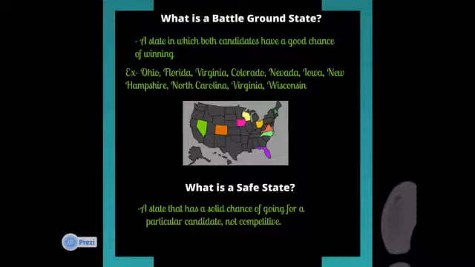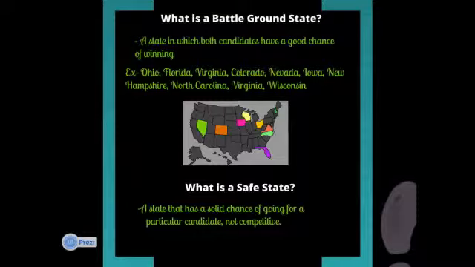Next, what is a battleground state? Battleground states are crucial to my research. A battleground state is a state in which both candidates have a good chance of winning. Battleground states are very competitive, and one of the best examples we can think of is Florida in the early 2000s with the Bush-Gore election scandal, where the votes were so close and the machines broke and it had to be decided by the Supreme Court. So Florida is a very good example of a battleground state.